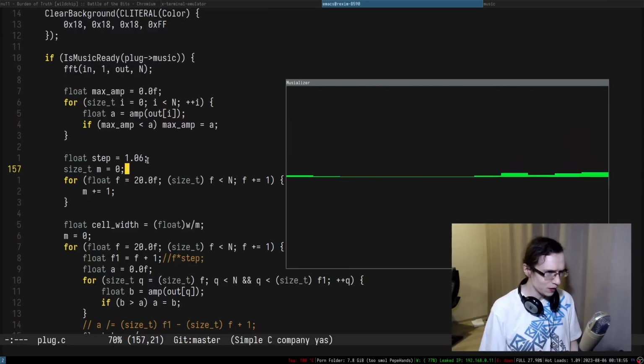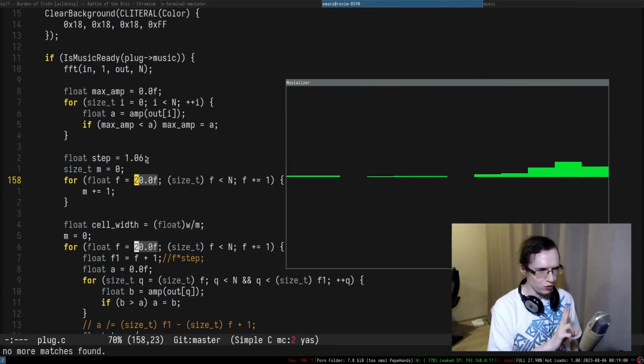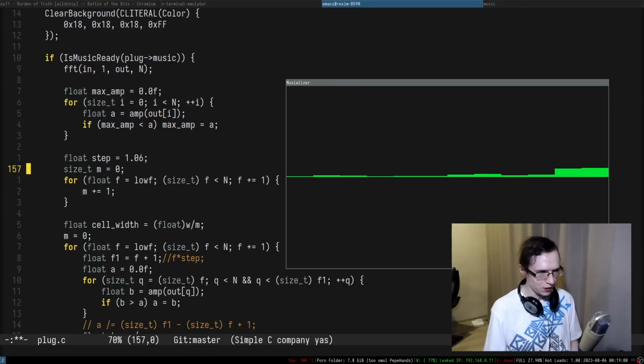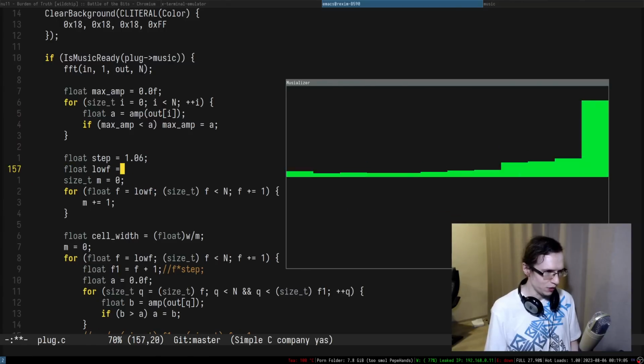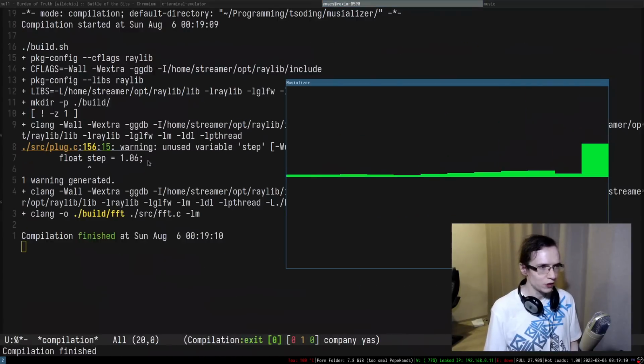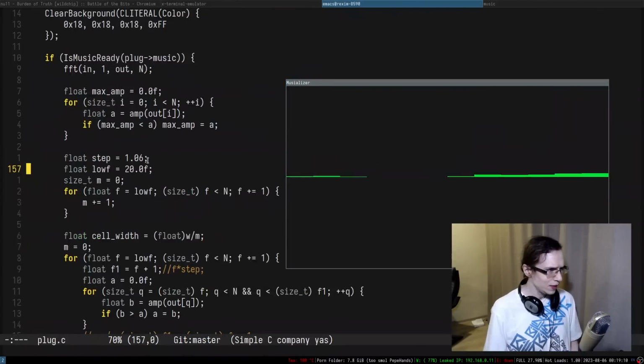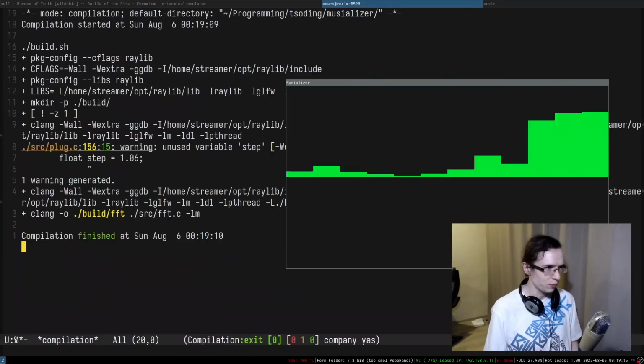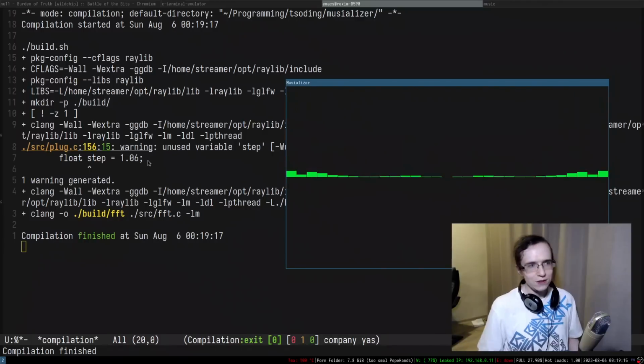So you know what? I think I'm gonna extract this 20 to a separate variable. I think I only use it twice, and call it low f, right? And here is going to be a separate parameter that I can control now. Right, so let me refresh everything. Let's say that the low frequency is going to be 1, so we're displaying everything starting from 1. And as you can see, they're mirrored.